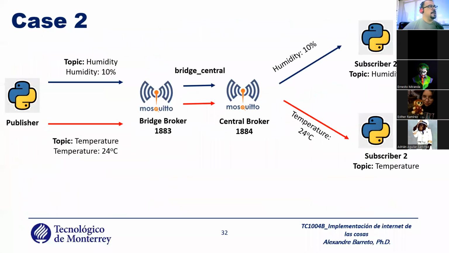Okay. Case two is a little more complicated, okay? But you already used it, you already did it before too. You continue to have a publisher that publishes two topics, topic one and topic two, the humidity and temperature. However, now you have a bridge broker. You have a bridge broker that runs on 183 that sends a message to the central broker. Okay, this guy receives this topic, forwards it to this guy, and this guy delivers the topics to the subscriber.